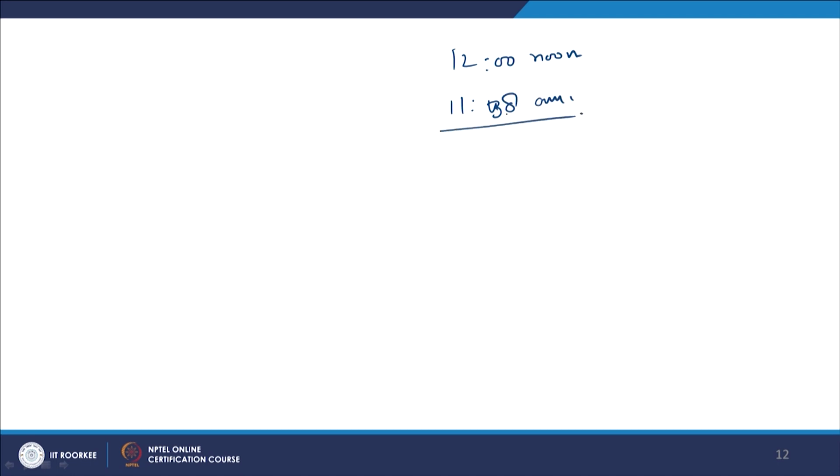There is a difference of 18 minutes. Sorry, this is 22, 42, not 38. So in Roorkee it is going to be 11:42 a.m. That is the local time by the watch, but the local sun time is going to be different.